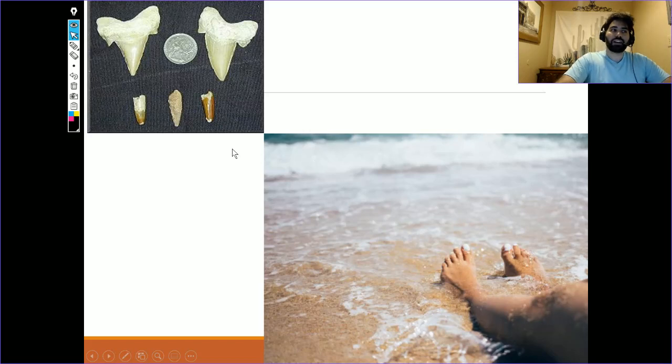The majority don't become fossils, but we have so many that even though the majority don't become fossils, we still have so many that do become fossils, even though it's only 0.01% of things that become fossils.